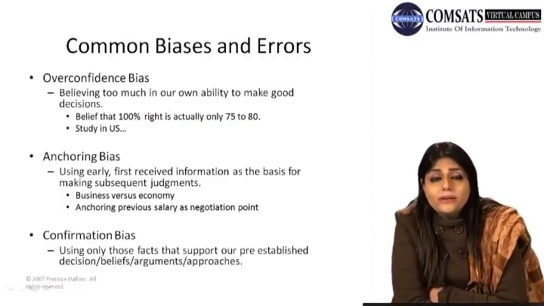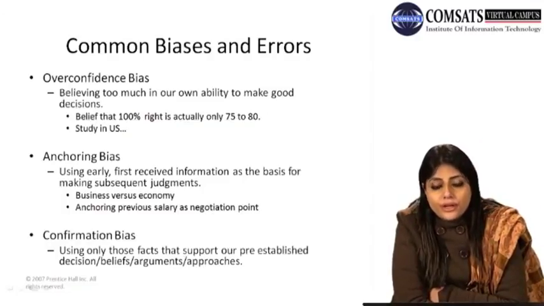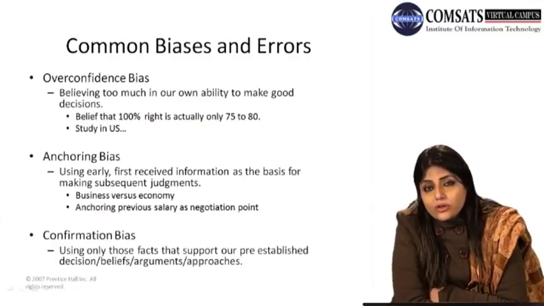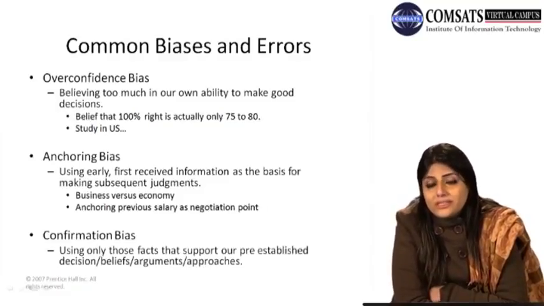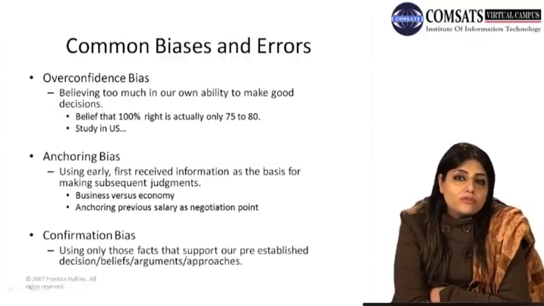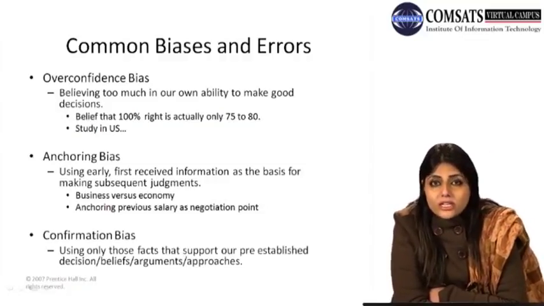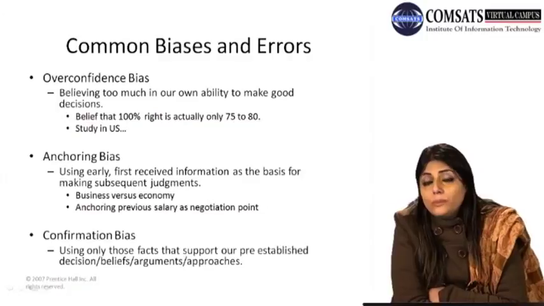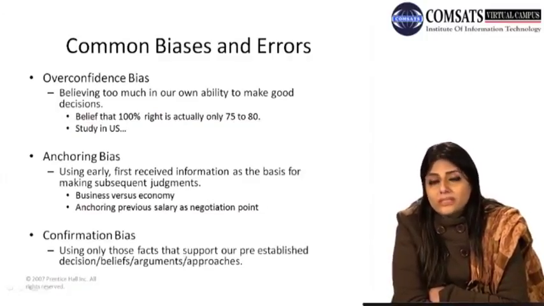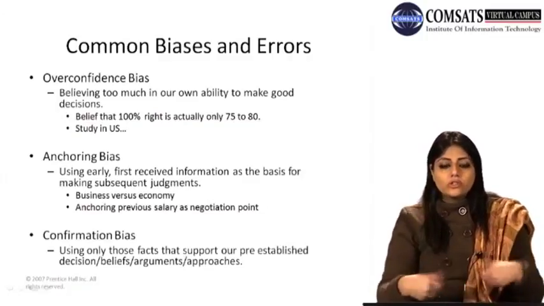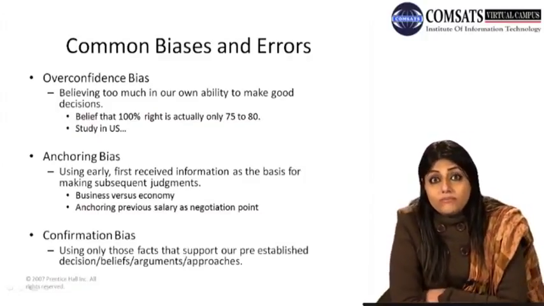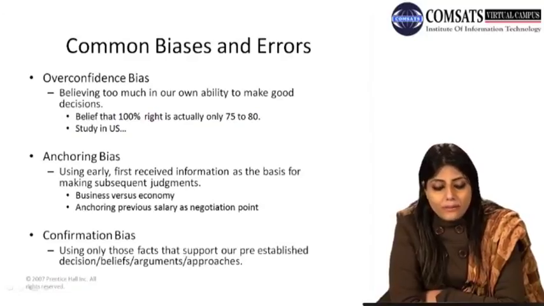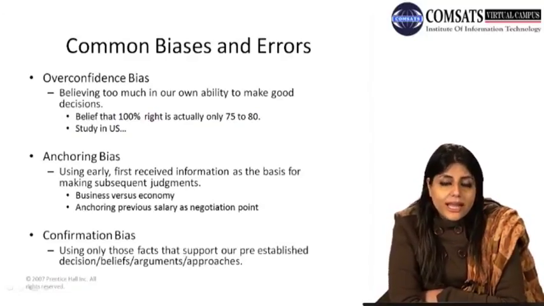Research indicates that normally, if you are 100% sure that you are right, you are correct, or you have made the right decision, but actually the probability of that decision in that case would be 75 to 80%. That there would be 75 to 80% chances that you are right or correct when you perceive, or when you believe, or when you judge that you are 100% correct, right? So this is how we are overconfident about ourselves, and this is how this overconfidence can lead us to make bad decisions. Then the anchoring bias.